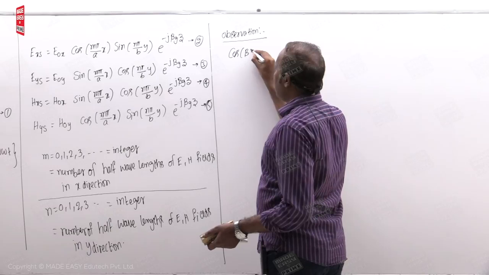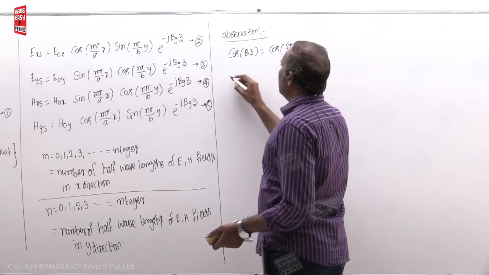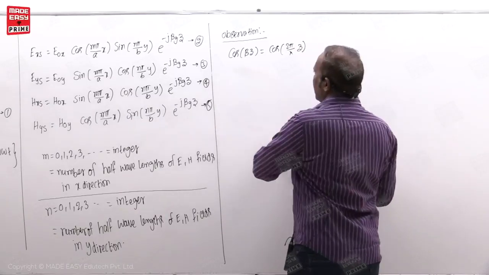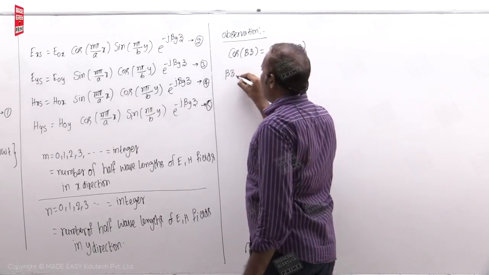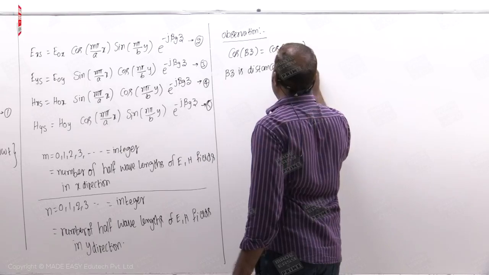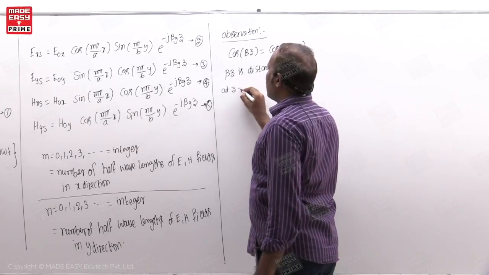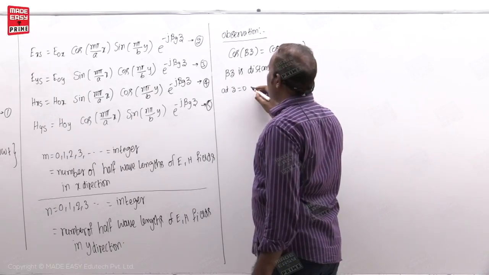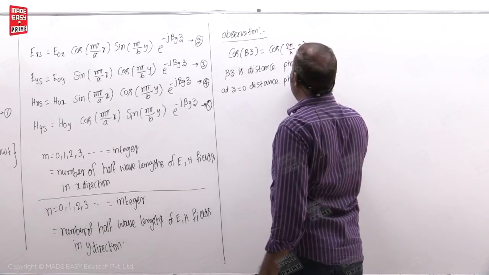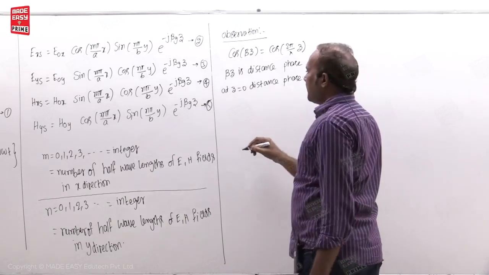For example, cos beta z is equal to cos of beta, which is 2 pi by lambda, into z. So when z is equal to 0, beta z is the distance phase. At z is equal to 0, distance phase is equal to beta into 0. This is distance phase equal to 0 radian.